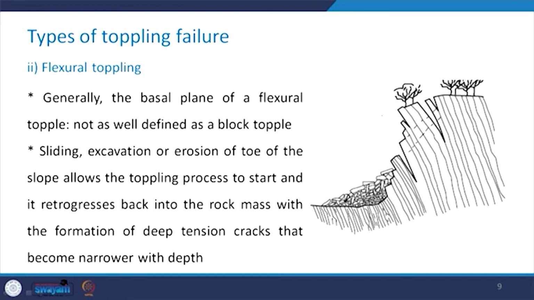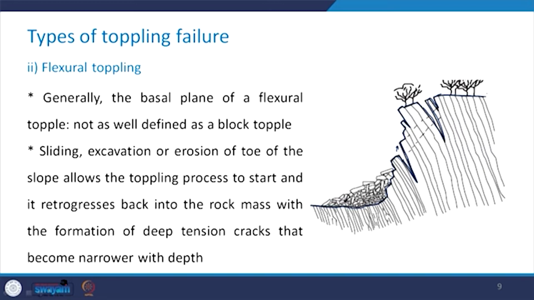Generally, in this case, the basal plane of a flexural topple is not as well defined as it was in case of the block topple. You can see here this dark line, this is the basal plane, and you can see that it is not very well defined. Sometimes there is a separation and then sometimes it is like this. So, it is not very well defined. However, in the earlier case the base plane was in a kind of stepped manner.